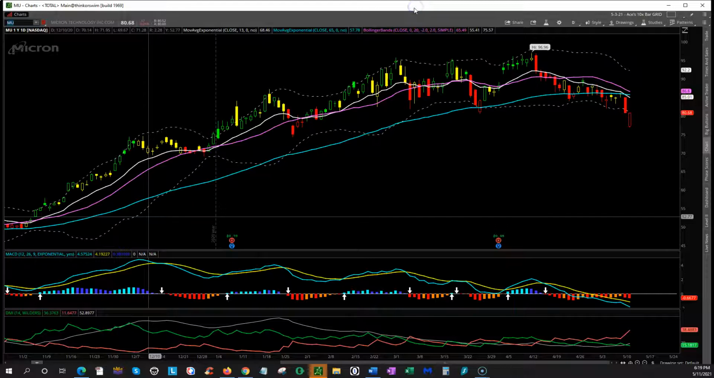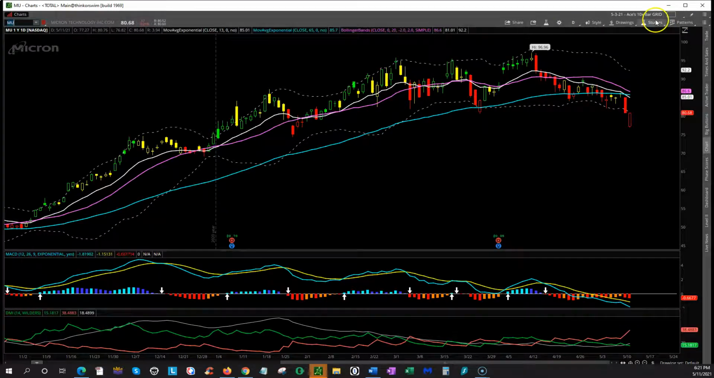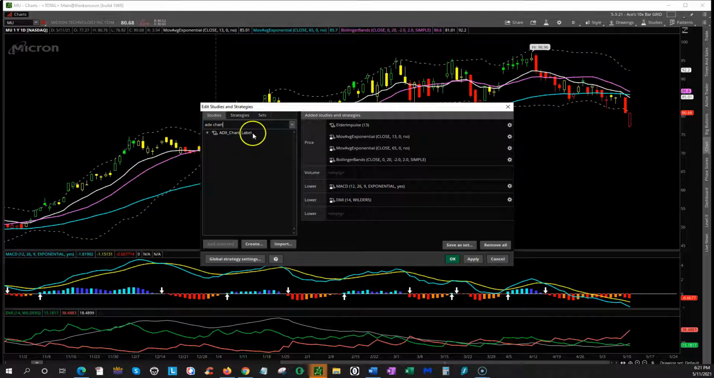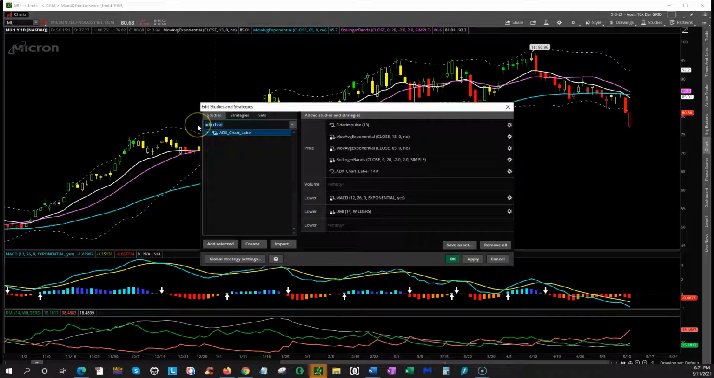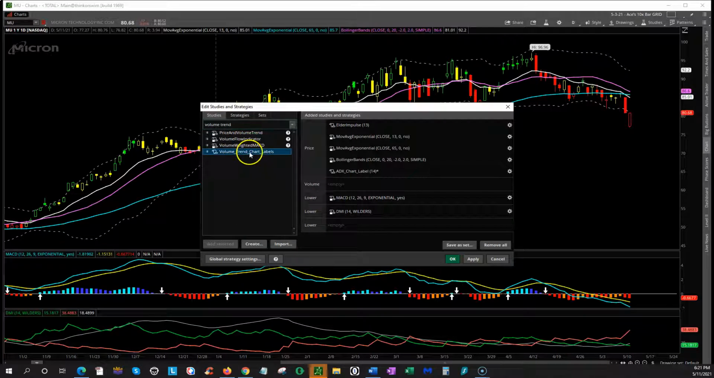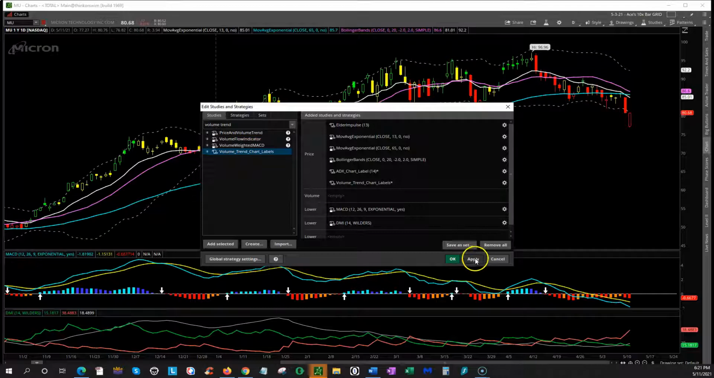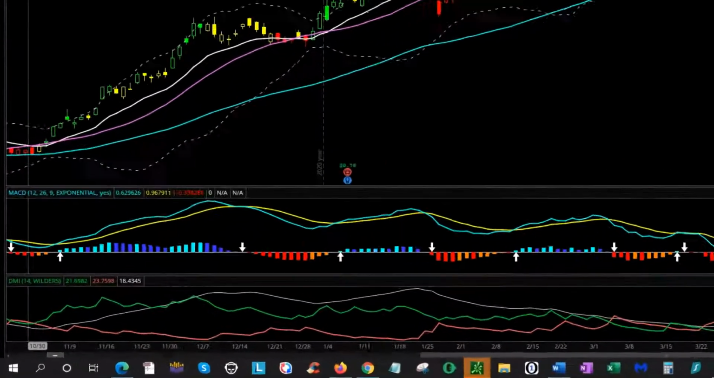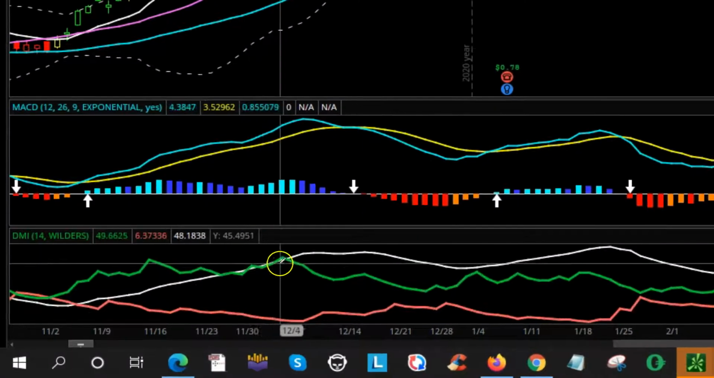Let's see, what else can I tell you as we are getting pretty long here? I think that's about it, guys. I'm going to go ahead and throw in here two other things I'm going to put on this chart, and these will help out quite a bit. One is called the ADX chart label, and then the other one is called the volume trend chart label. And I like these quite a bit, and you're going to notice when we apply them, they put these labels up here, okay? And ADX is that white line, guys, okay?